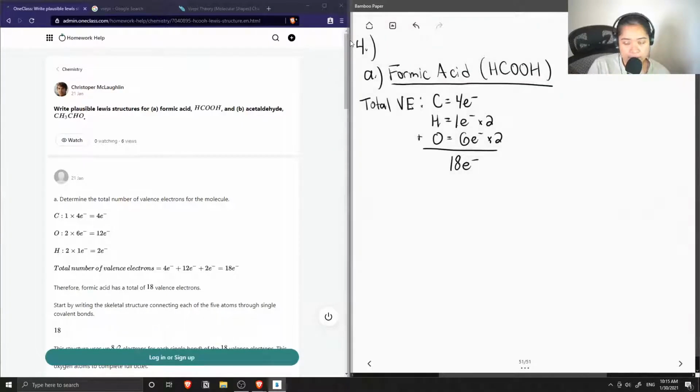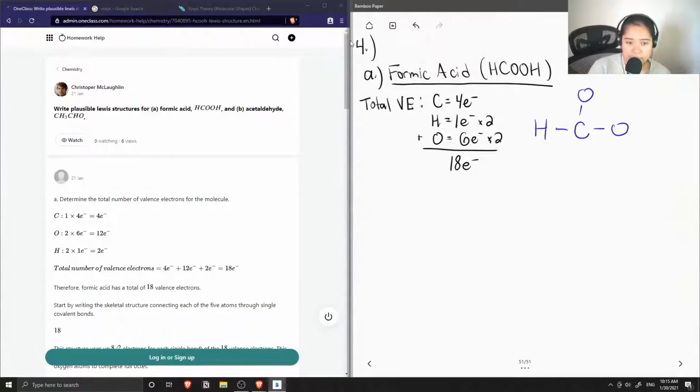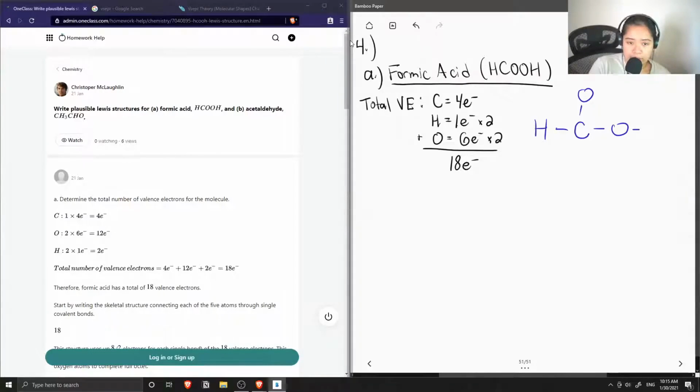So now let's try to draw out our skeletal structure. So carbon is most likely our central atom. And I'm just going to draw single bonds to 2 oxygens and 1 of the hydrogens. And then I'm also going to make one of my oxygens bonded to the second hydrogen. So now I have this skeletal structure here.